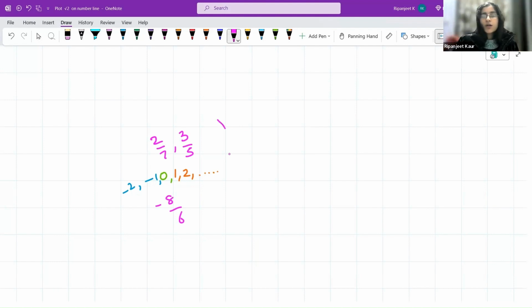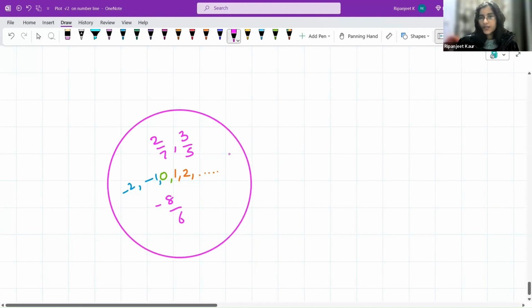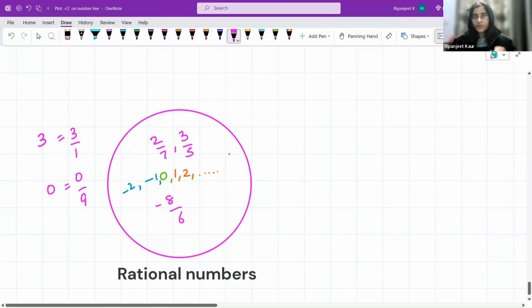So all these things are coming under rational numbers, right? Rational numbers contain all the types of numbers. If I say 3 is a rational number, how can we write it? 3 is equal to 3/1. Isn't it rational? Is 0 a rational number? Can we say 0/9? Isn't it rational? So see, all of these whole numbers, natural numbers, integers are coming under rational numbers, right?